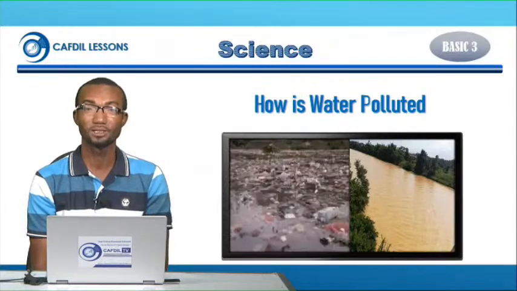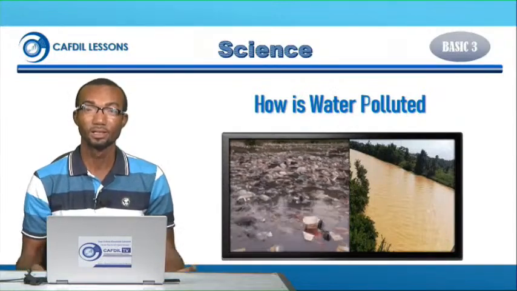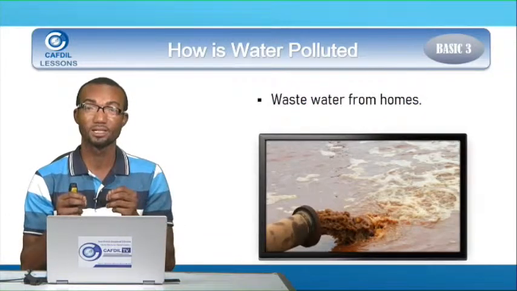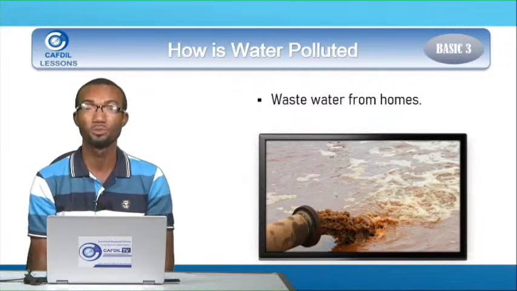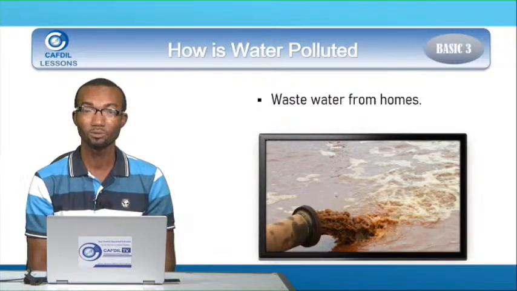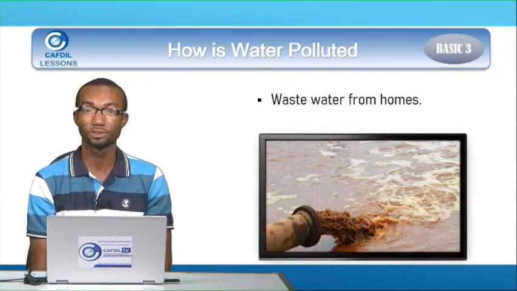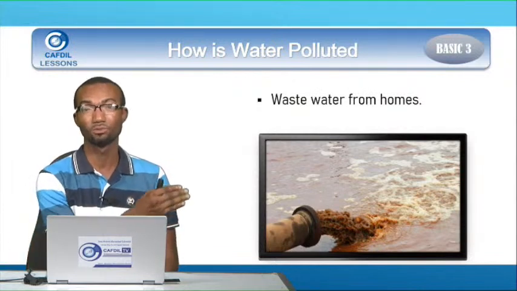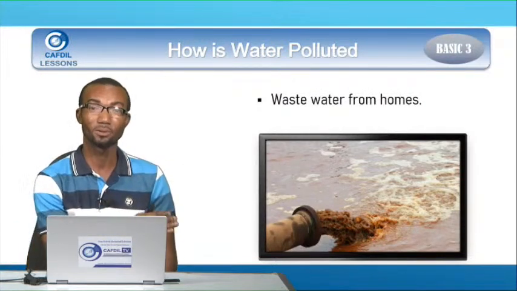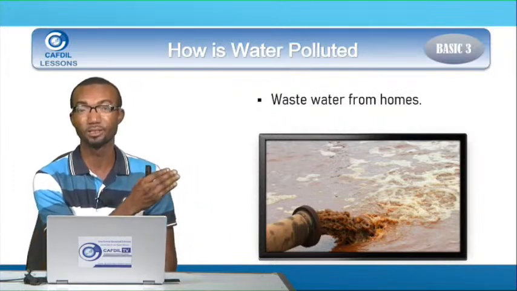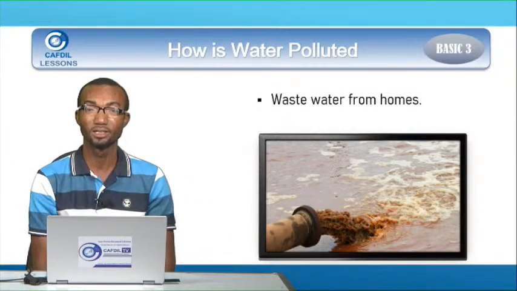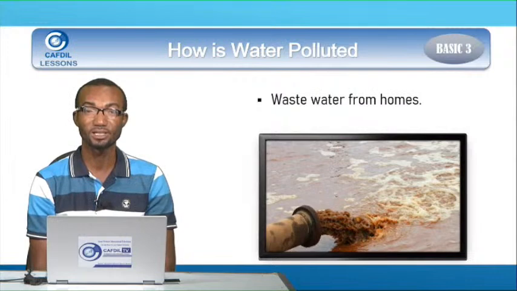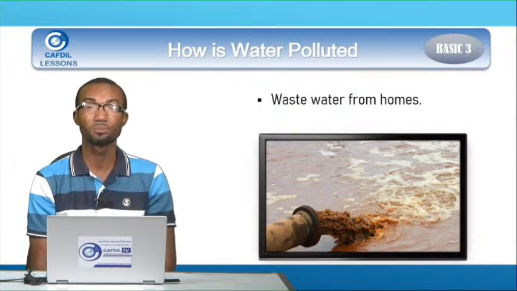Okay, let's look at how water is polluted. The first one is waste from homes. How do we pollute water from our homes? When we bathe, you throw away the water, or the water just goes through a drain or a pipe. Do you know where this water gets to? Some of this water finds its way into rivers and streams that people drink, and it pollutes them.